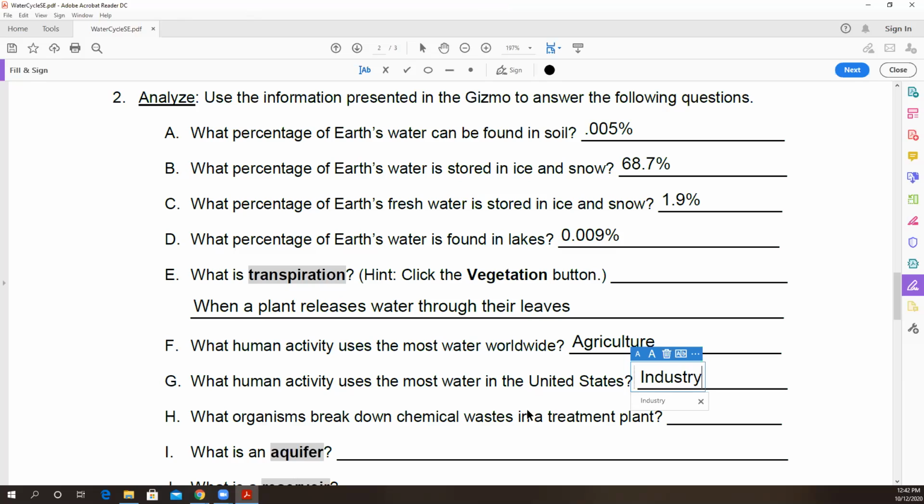What organisms break down chemical waste in a treatment plant? Bacteria.